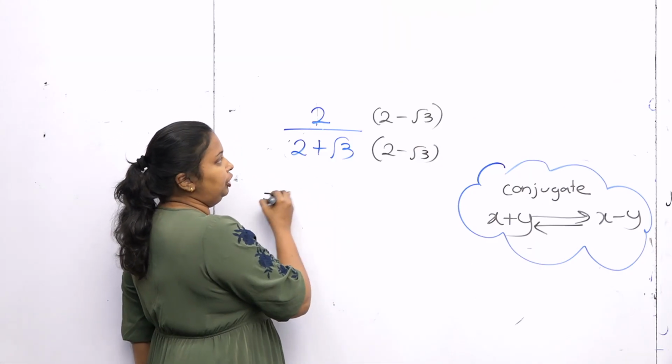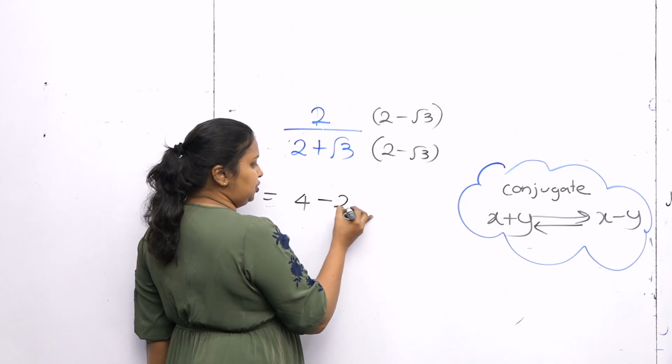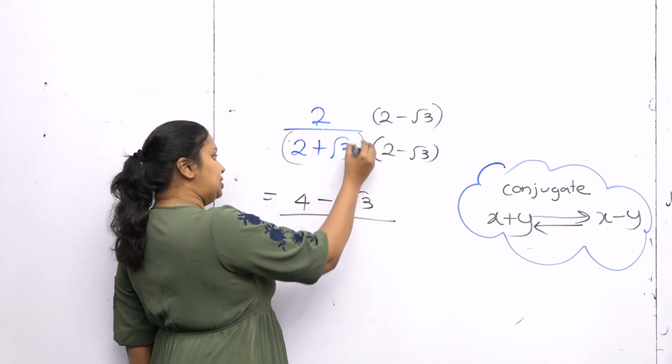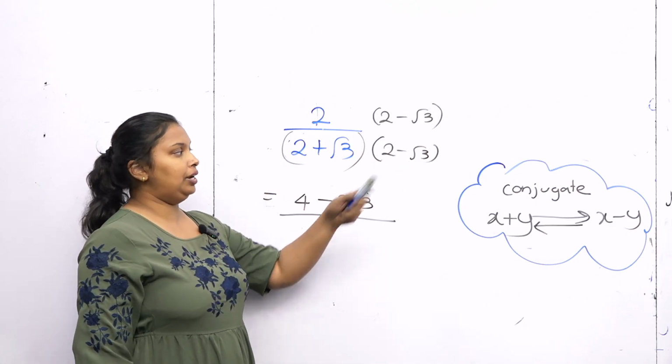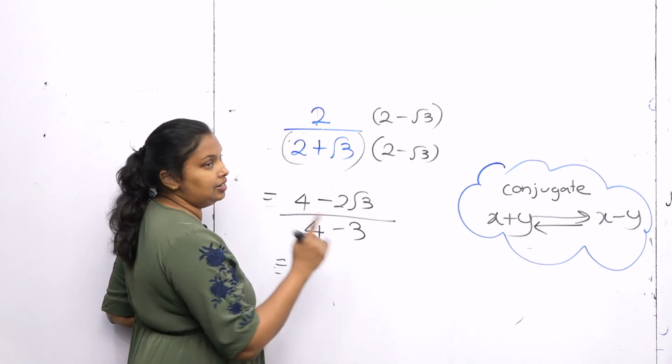So what happens to the numerator? 2 into 2, 4. 2 into minus root 3, minus 2 root 3. Denominator? Here we have 2 plus root 3, here we have 2 minus root 3. So 2 plus root 3 times 2 minus root 3, what is it? 4 minus 3. Clear? So 4 minus 3 means 1.